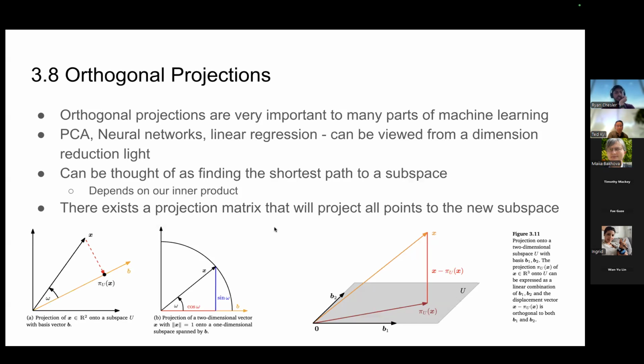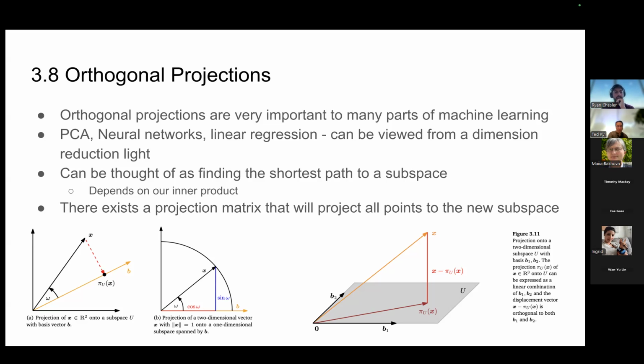So the next section was about orthogonal projections, and this is a very, very important piece. It's kind of core to a lot of the different things that we do with machine learning. PCA, neural networks, linear regression can all be a different view of this sort of dimensionality reduction. For some, like the neural network, you might have nonlinearity that complicates things, but for PCA and linear regression, this is a good way of looking at it.